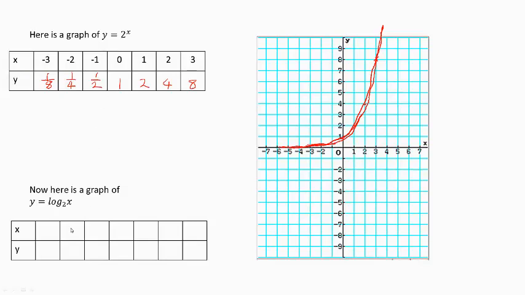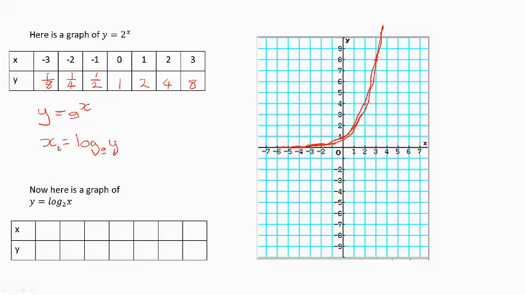Now let's look at the same points. This time I'm looking at a logarithm graph. And what we know about logarithms, we know that if y equals a to the power of x, then x equals log to the base a of y. And you notice that the x and the y have swapped and the base has stayed the same. So if I look at this, what's that telling me? This is telling me basically that x and y have swapped.